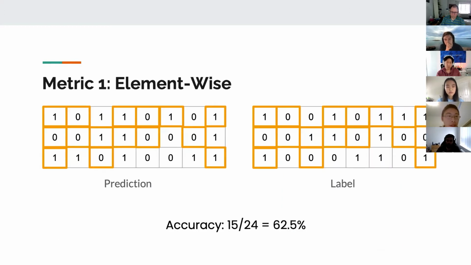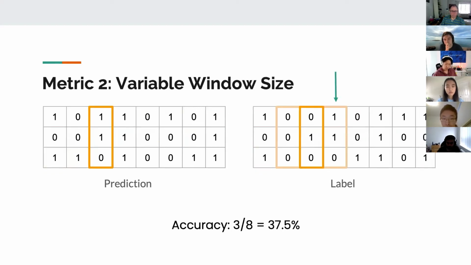I'll talk about a couple of metrics for our quantitative results. The first one is element-wise accuracy, and it just looks at the total number of elements that are the same between the prediction and label and divides that by the total number of elements. The second metric that we'll look at is the variable window size. For each column in our prediction, it looks at the corresponding column in the label and generates a window. Here it's a window size of 3. If the column in the prediction matches any of the columns in the label, then we count that as a match. Otherwise, it's not. We just look at the total number of columns that are a match and divide that by the total number of columns to give us an accuracy.